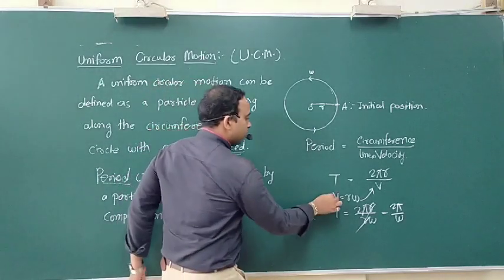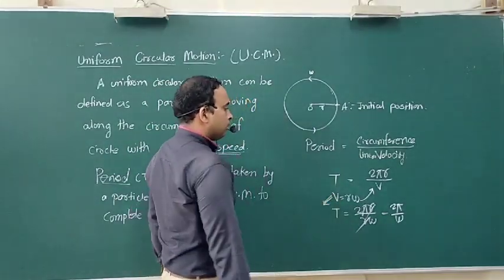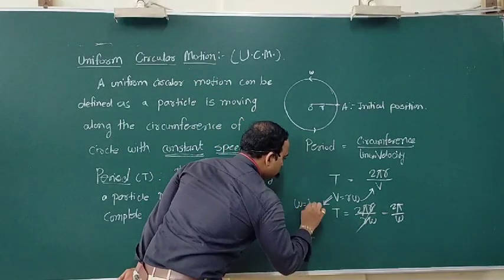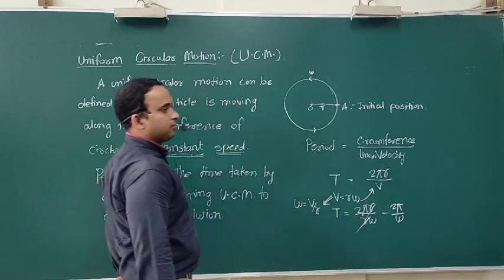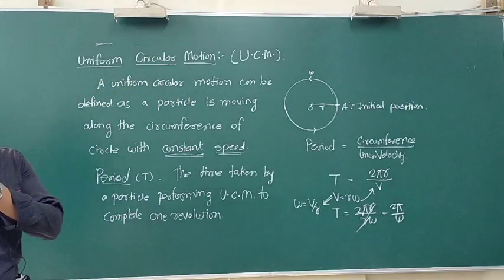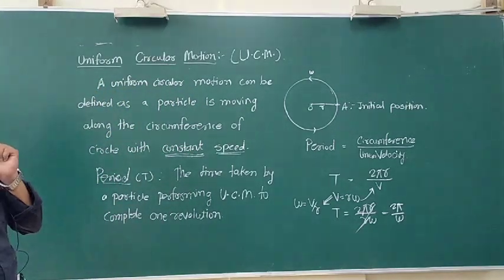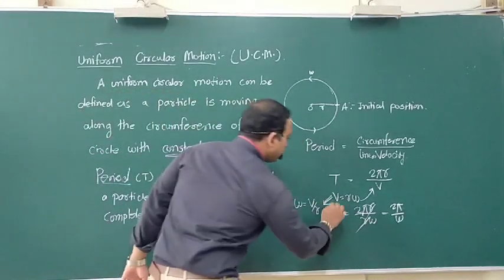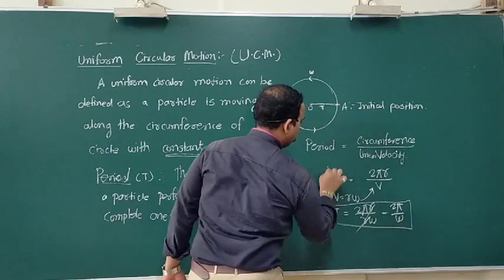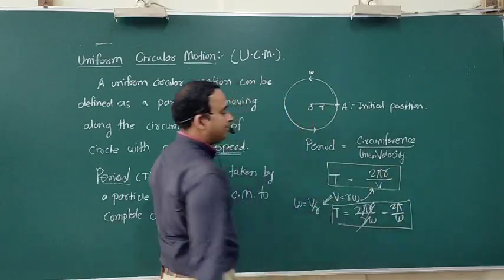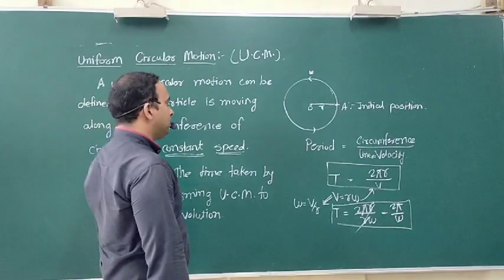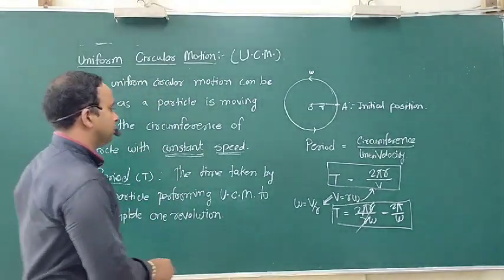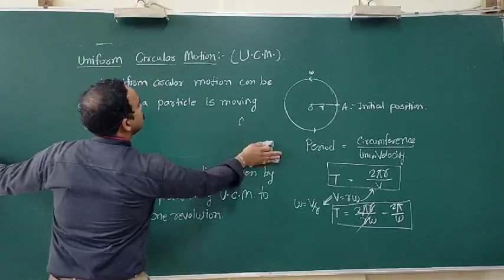Or from this relation we can write omega is equal to v upon r. So this is the formula for time period, or this is also the formula for time period. So we know the relation for the frequency, we can write here.